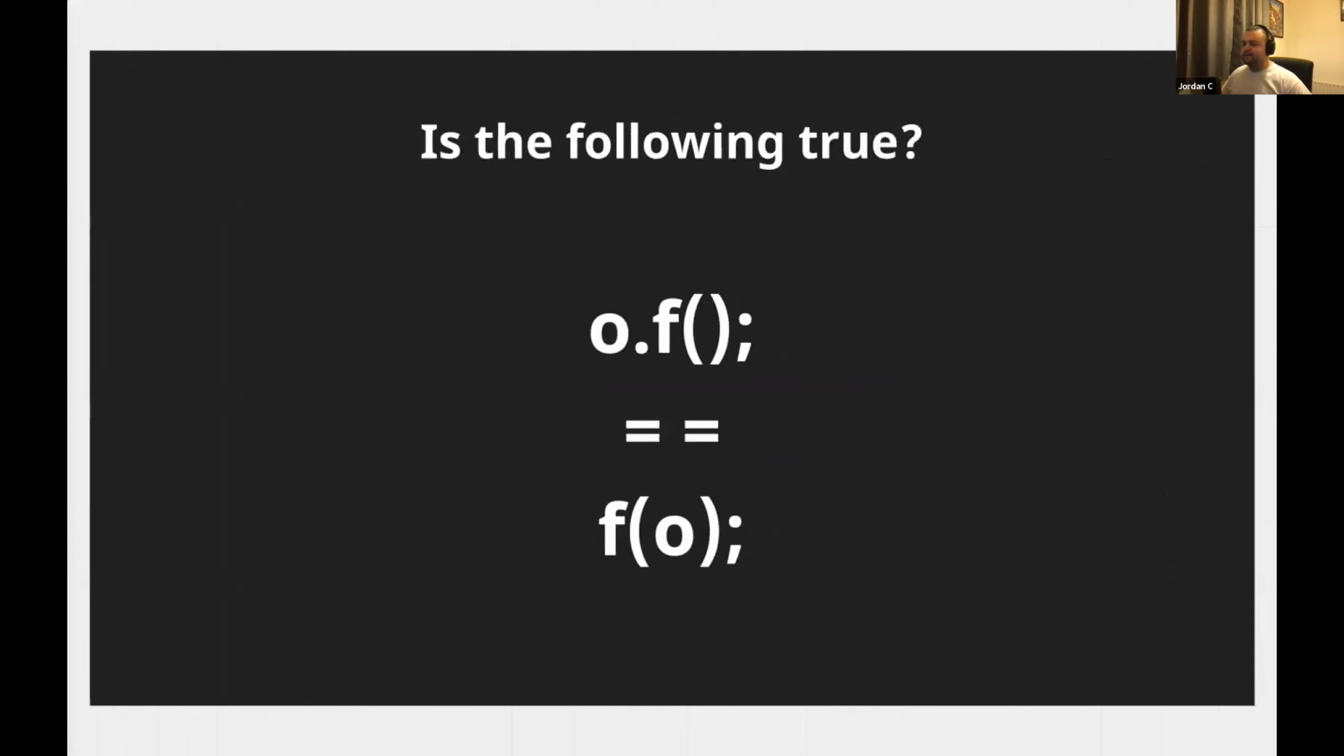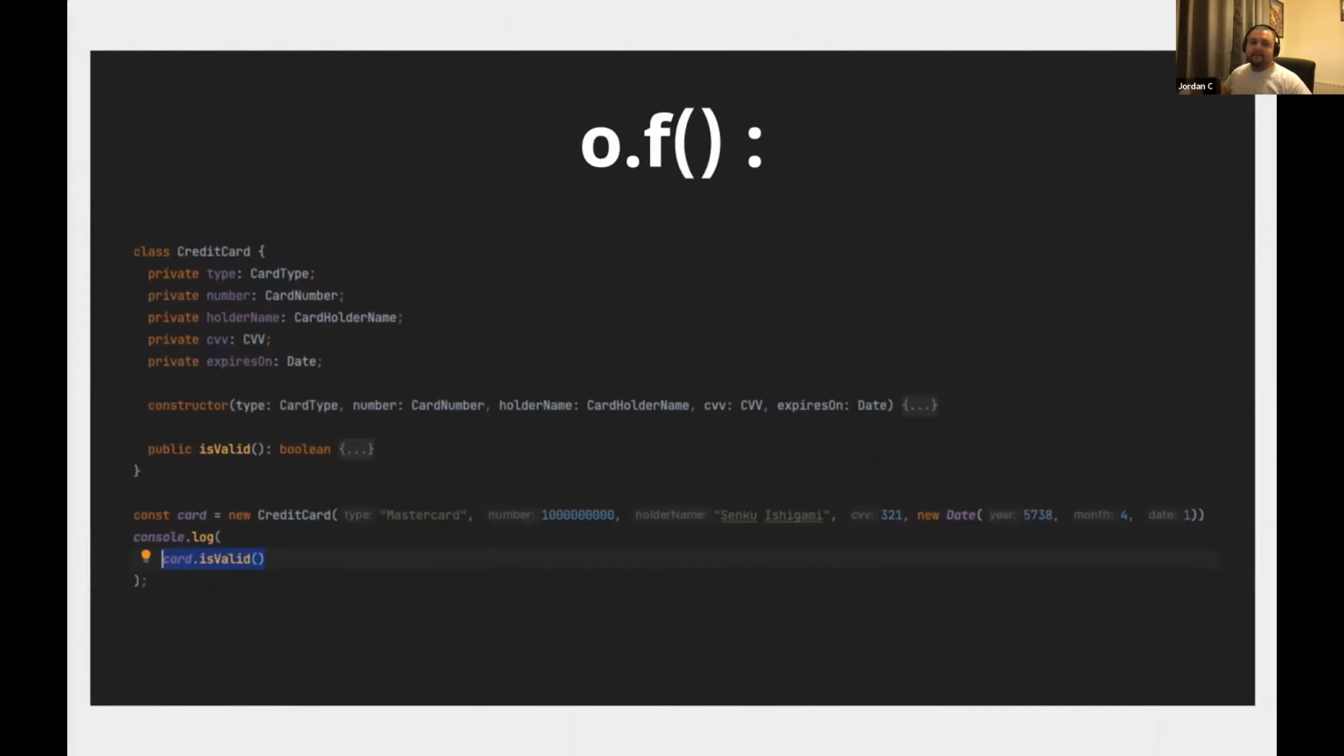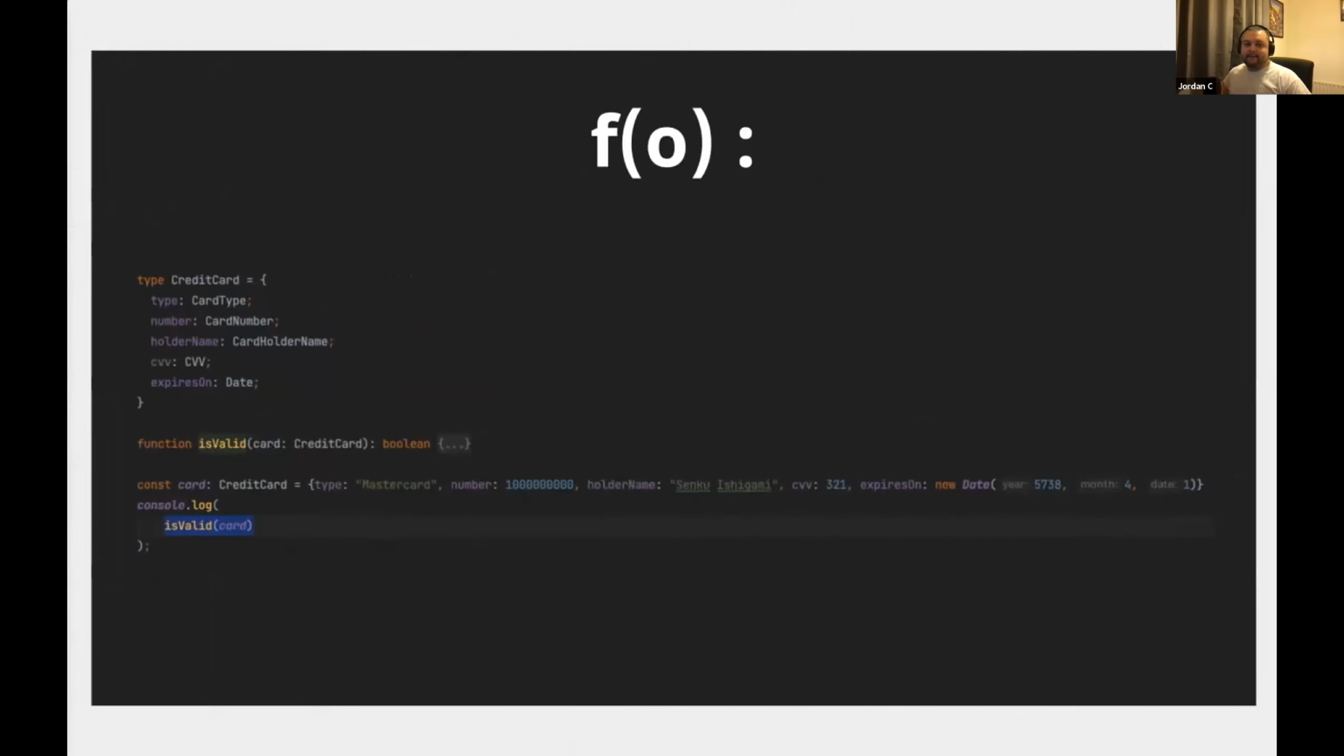So if a class is just a group of functions that are all related together, is the following statement true? Is O of F the same as F of O? What does that mean? In O of F, we could create a new object that is a credit card, and we call the is valid function on that object. So you can see down there, card is valid. Is this the same as an is valid function that takes in a credit card object that's created using the same information? Yes, in the sense of using these functions, it's the same result.